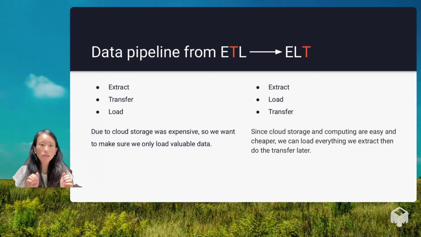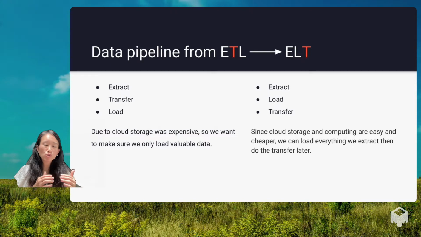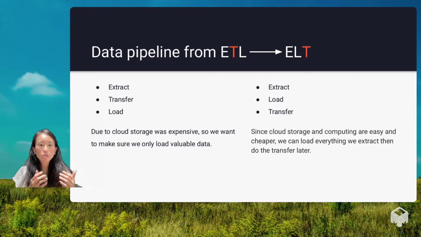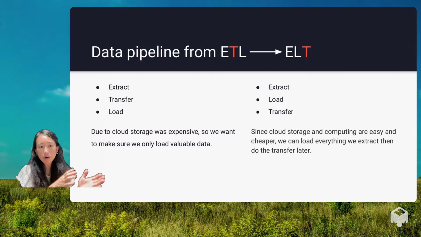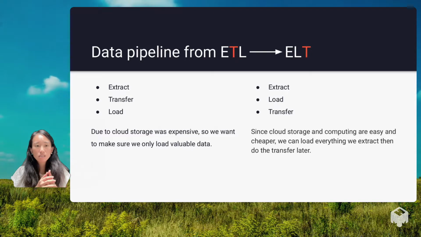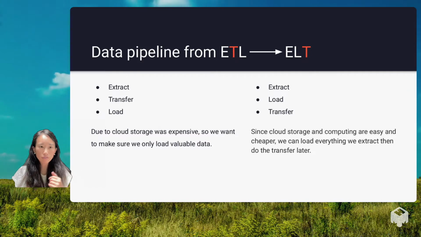So in this process, we're actually moving the data pipeline from the original ETL to ELT. ETL means extract, transfer, and load. Because cloud storage was expensive, we wanted to make sure we only stored the usable, valuable data. So we did the transfer before we load. But nowadays cloud storage and computing are quite cheap and easy, so we can load everything we want and then transfer later. That's the cost efficiency. So from ETL to ELT.